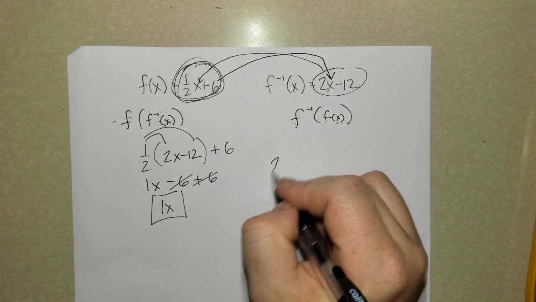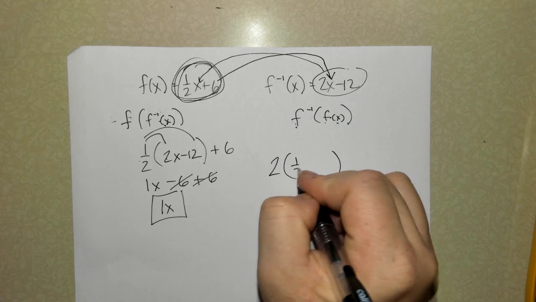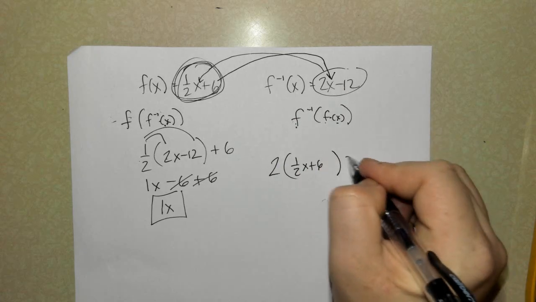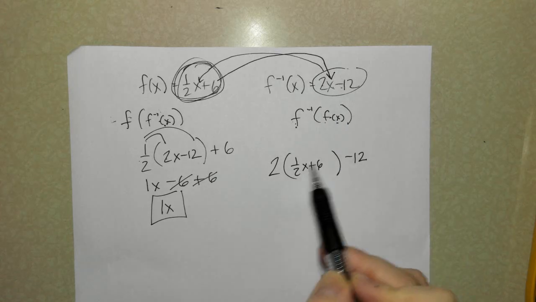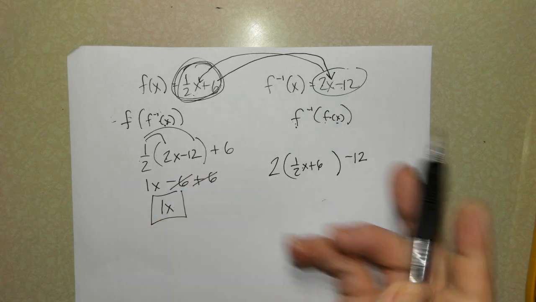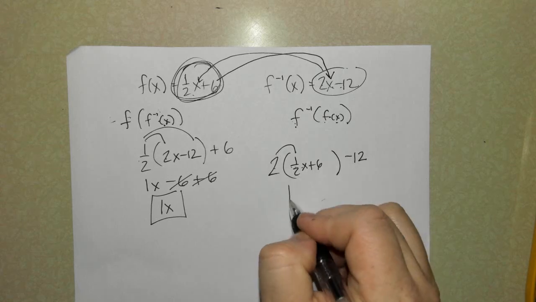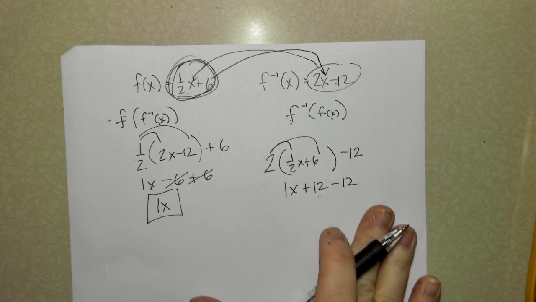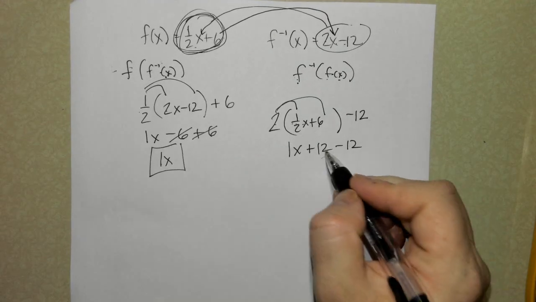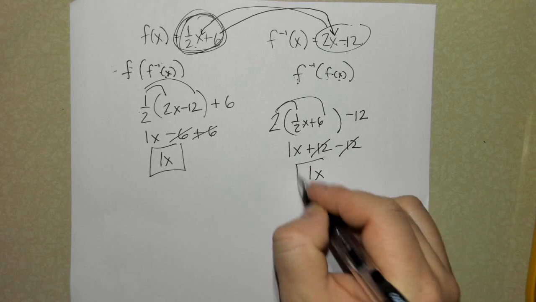So in the inverse, I have 2 times the quantity 1/2 x plus 6, subtract 12. 2x minus 12, take out the x and replace it with 1/2 x plus 6. 2 times 1/2, again, 1/2 of 2 is 1. 2 times positive 6 is positive 12. Make sure you show all of your steps. When you simplify 12 and negative 12, simplify to 0, you're left with 1x.